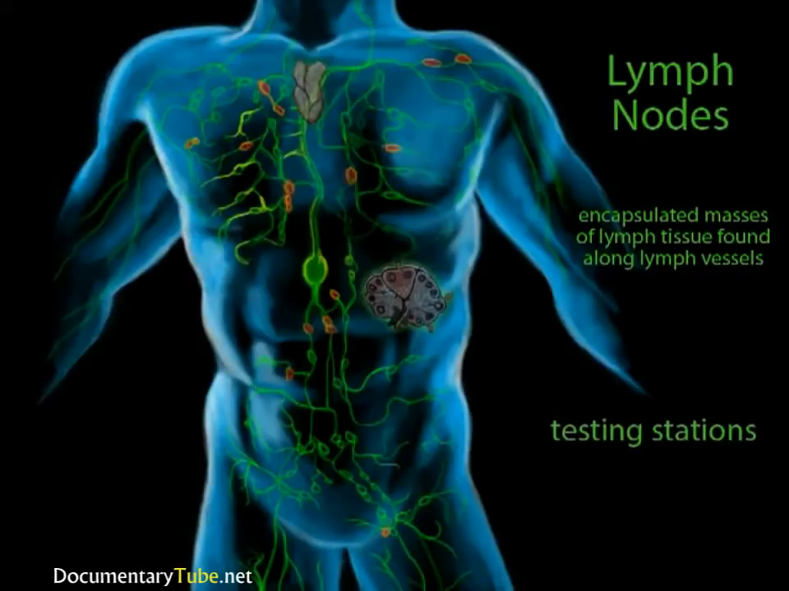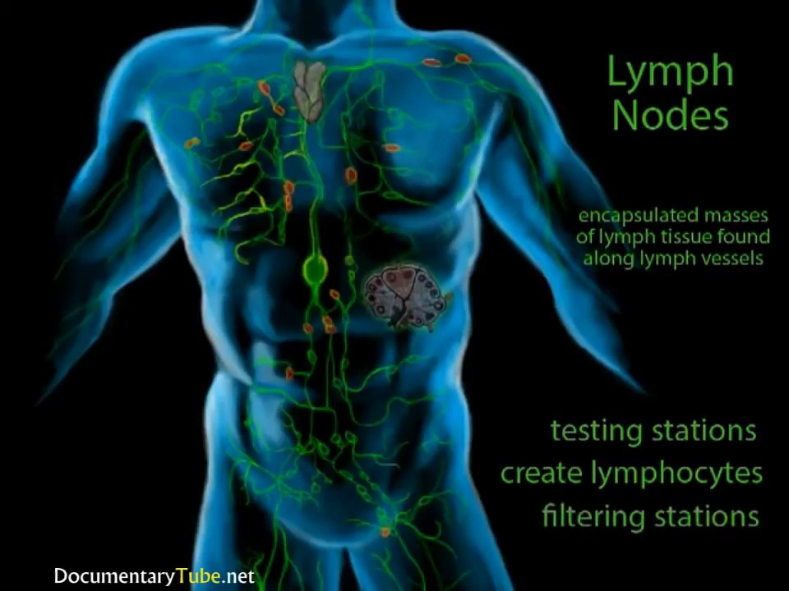Second, if the sample is rife with foreign invaders, they produce lymphocytes and send them into the bloodstream to try to destroy those invaders. In addition, the lymph nodes filter the lymph that they have so they can only return clean fluid back to the blood. Eventually, the lymph is returned to the circulatory system via the right and the left subclavian veins in the shoulders just above the heart level.